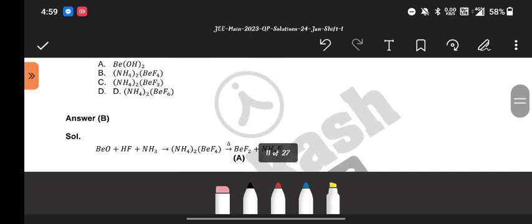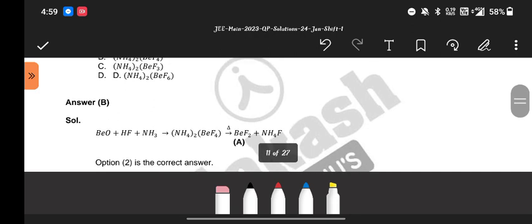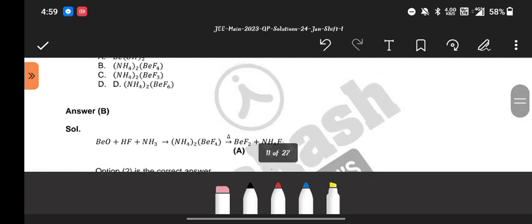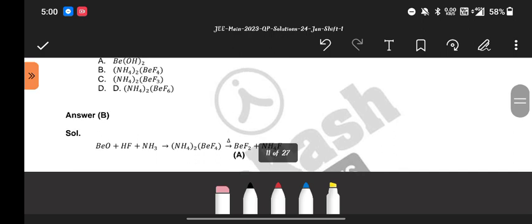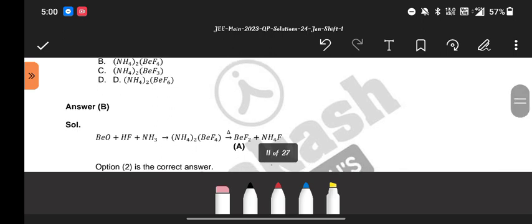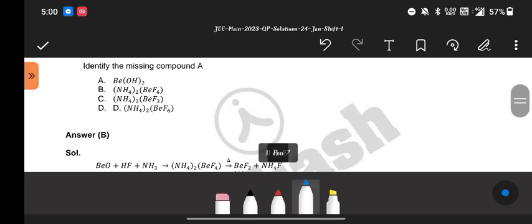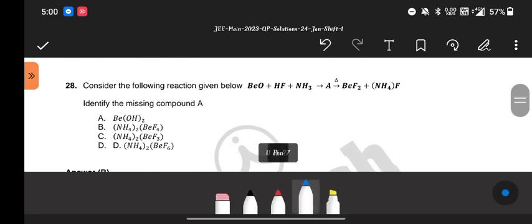Now here, BO plus HF plus NH3 gives NH4 2 BF4, that will give us BF2 plus NH4F. So therefore the correct answer here is option B, for question number 28.